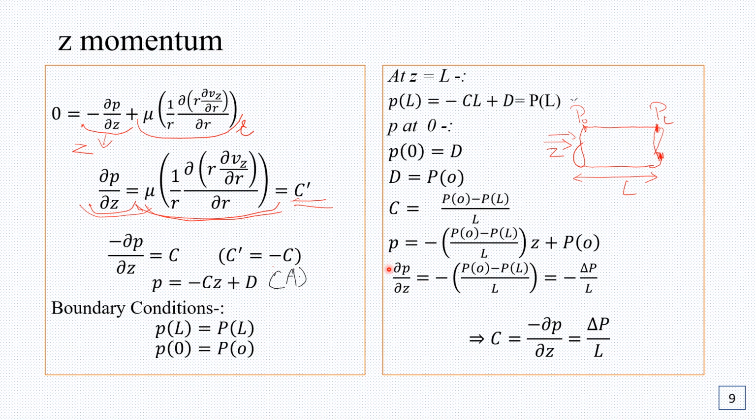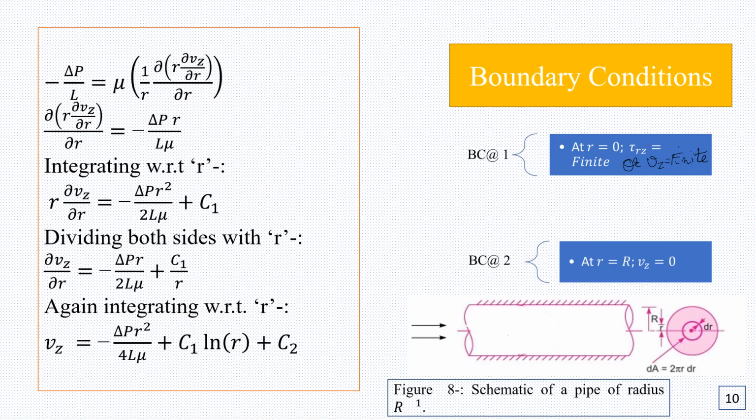Now we differentiate the expression of small p with respect to z. So we get that it is equal to minus delta P divided by L. So finally we can write that dou z of small p is equal to minus delta capital P divided by L, which is also equal to C, our constant that we desired to find. So far we have got the value of C, which is equal to minus delta P divided by L, which is also equal to mu multiplied by 1 divided by r multiplied by dou r of r dou r of vz.